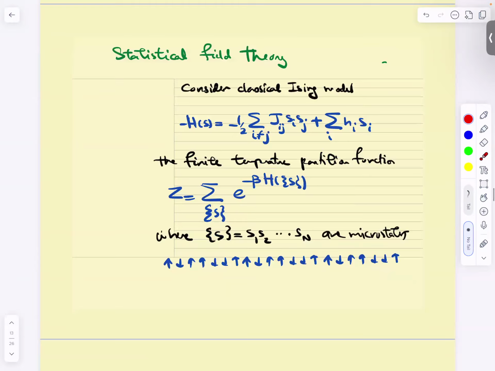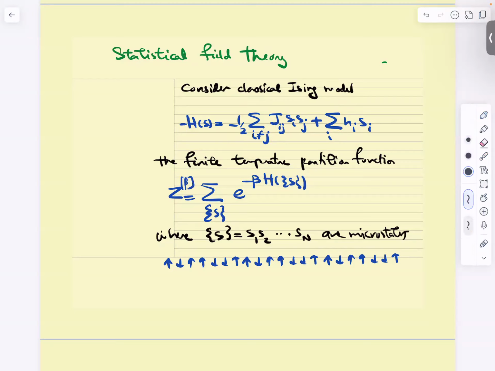All right. Let's go back to statistical field theory. This is where things are a lot clearer. Consider the classical Ising model. The Hamiltonian is just nearest neighbor spins with some coupling j, and then some on-site terms. The finite temperature partition function is the following: Z, actually I should call this Z of beta.